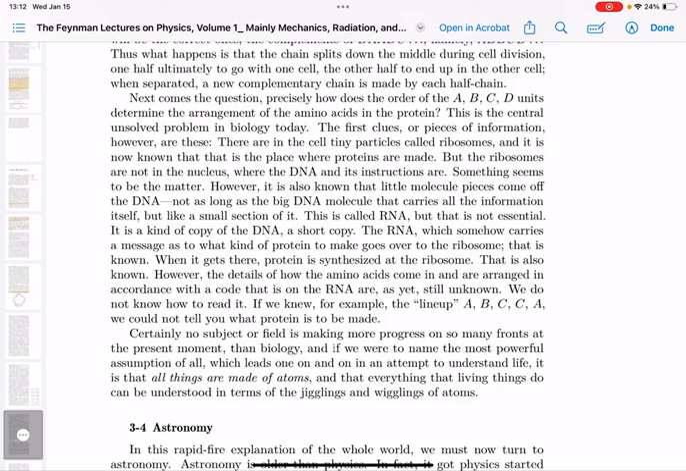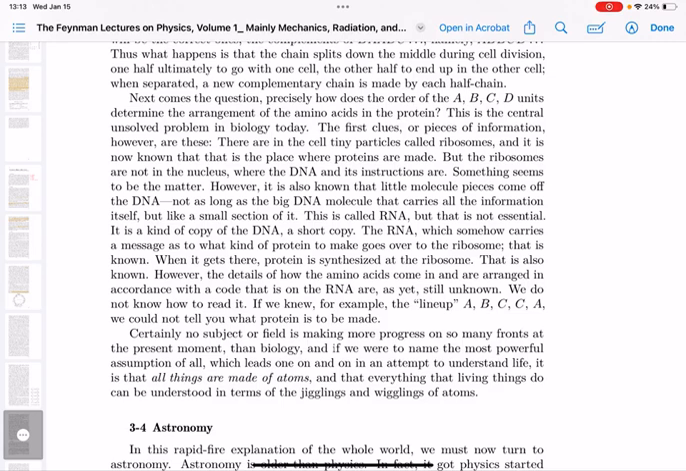There are in the cell tiny particles called ribosomes, and it is now known that that is the place where proteins are made, but the ribosomes are not in the nucleus where the DNA and its instructions are. Something seems to be the matter.